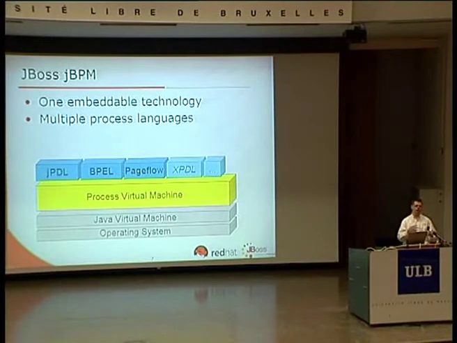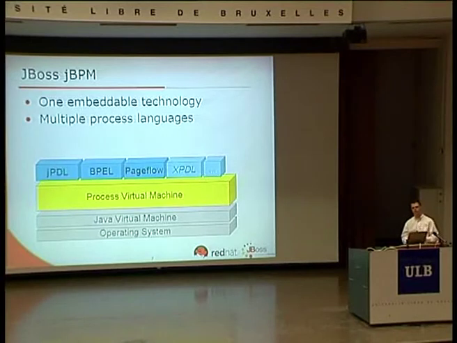So for instance, JPDL is a language which targets a clean integration with Java, and it also has a focus on task management, maintaining tasks for people, creating tasks, and allowing users to submit results for their tasks. So that's a number of features that we add on top of this state machine technology, which is in the process virtual machine. The same for BPEL is another process language in a completely different environment.